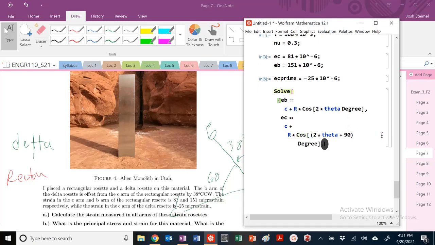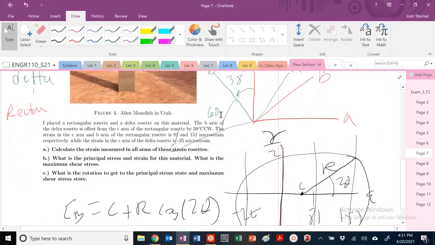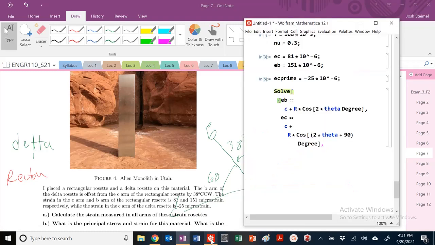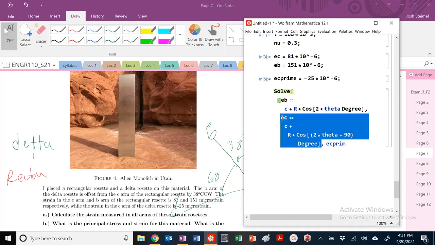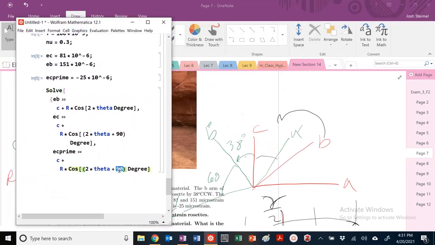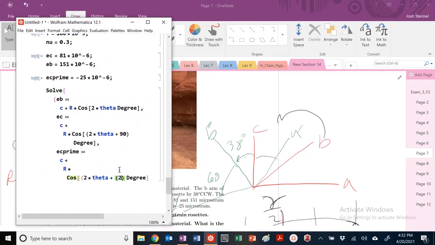And then I need one more equation. The other strain that I know for sure is my C prime arm here. I know the angle between here and here is 45, and then 38, and then 60. So I need to add all those together. So my E sub C prime is going to be equal to, let's copy this equation, E sub C prime is equal to, let's do it, plus 2 times.